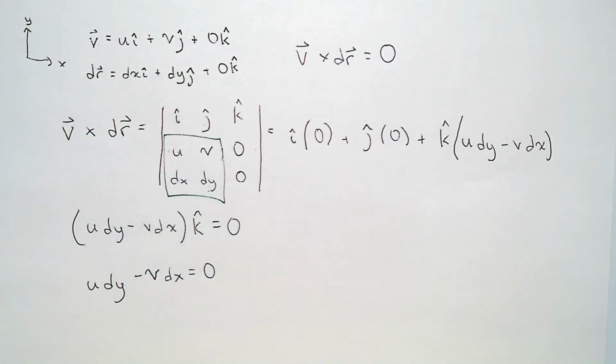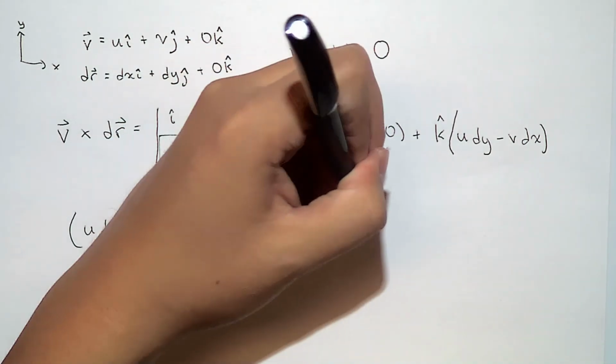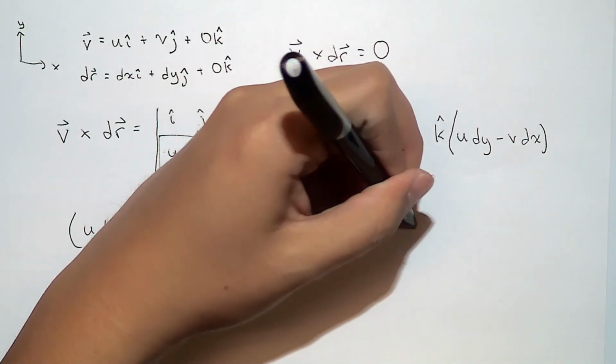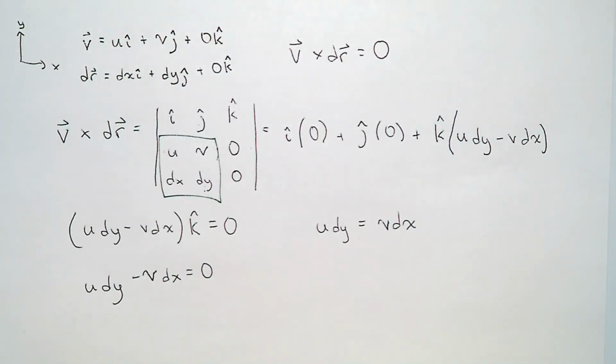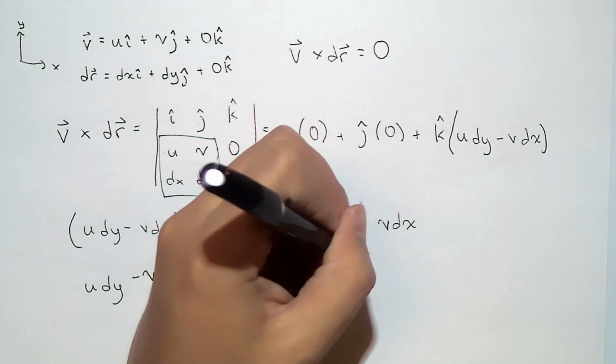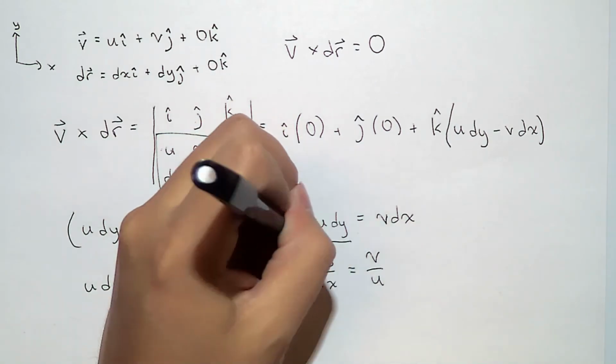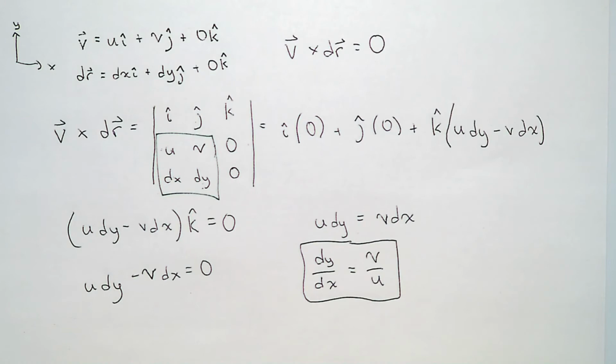And I can rearrange this a little bit to say that u dy equals v dx. Now what I would like to do is solve this as a differential equation. And perhaps the simplest way to solve this as a differential equation is to have my derivatives on one side and my functions on the other. And this is also the streamline equation. However, I'm going to call it the scalar form of the streamline equation.